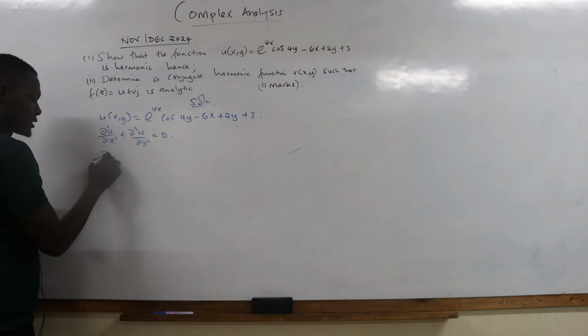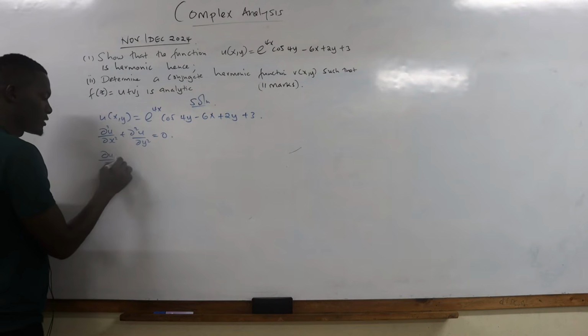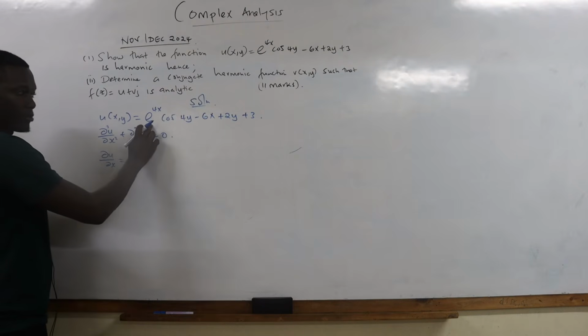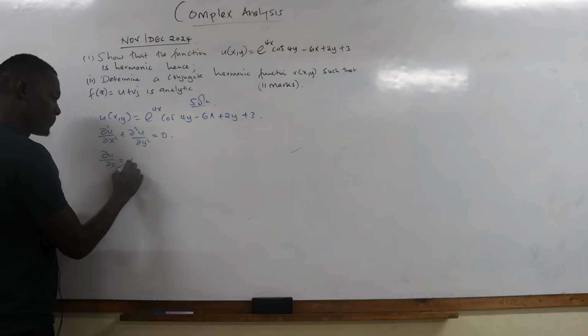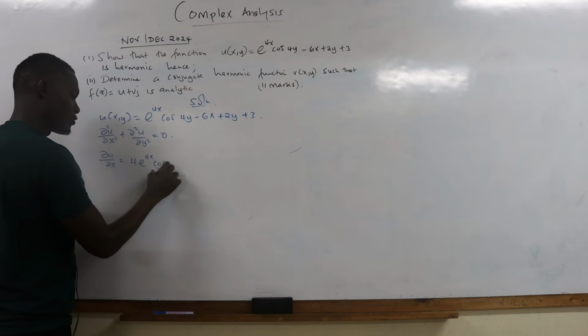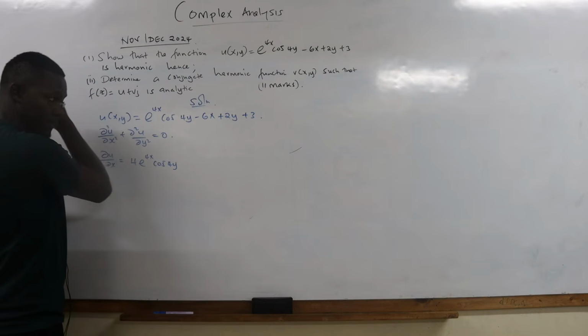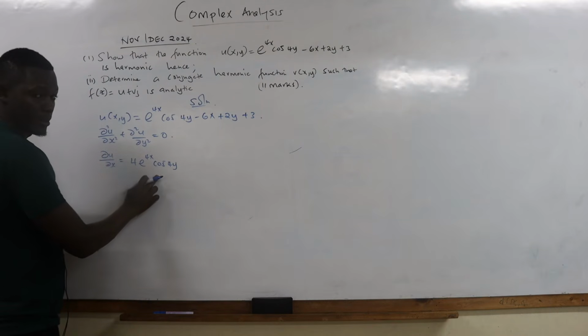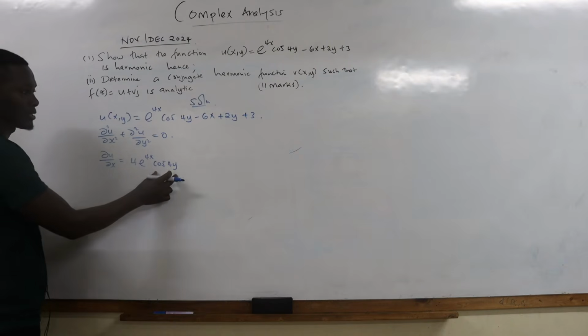So now we get du/dx, first derivative. So differentiate with respect to x. This function is the one that has an x. So you drop 4. You remain with exponent of 4x cosine of 4y. Remember, you don't tamper with the function that has a y. Are we together? The part that has a y remains as a constant.